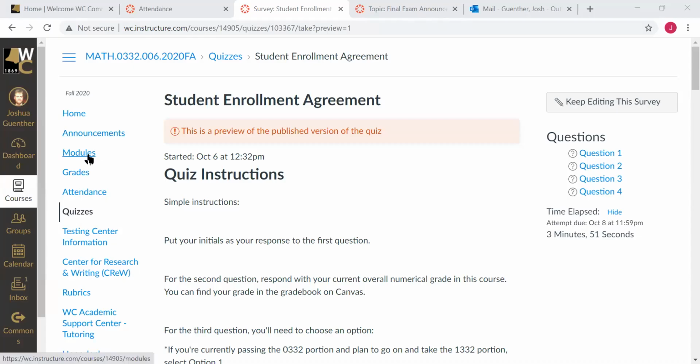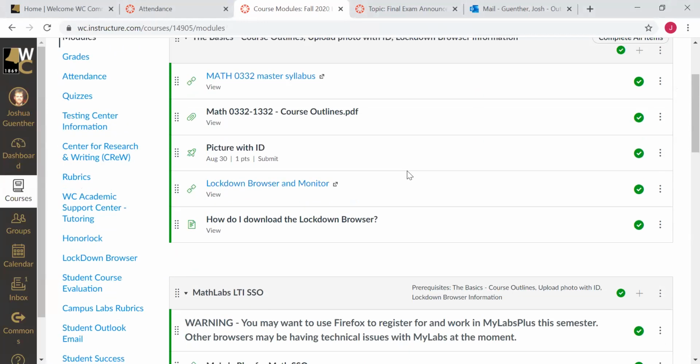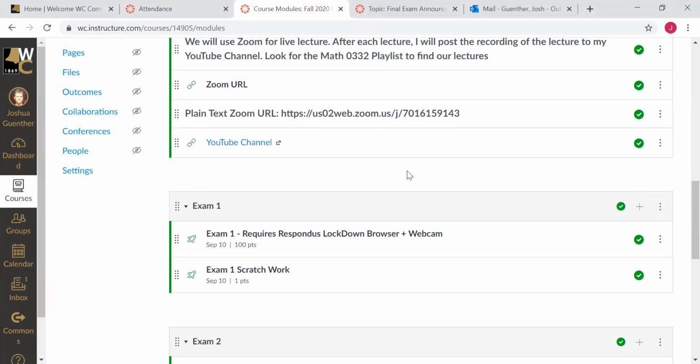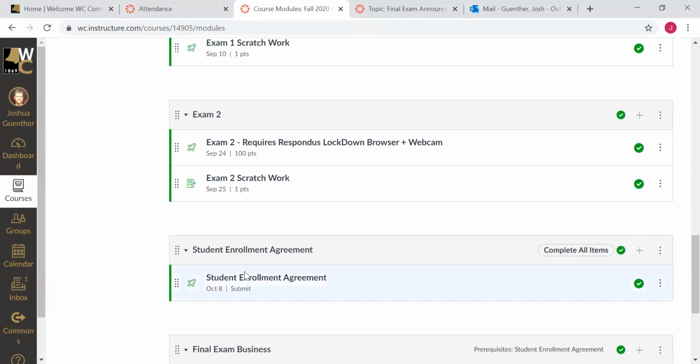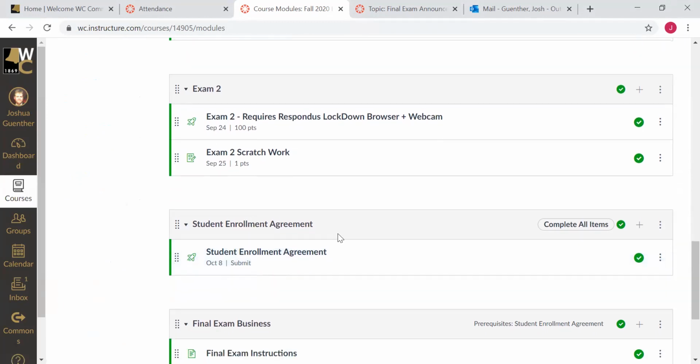Okay, so first and foremost, if you go into Canvas for this course, Canvas is where everything takes place. You're going to see this thing called the Student Enrollment Agreement. It is very simple. There's going to be a lot of wording to it. I'm going to explain the wording. Every student is going to need to take this.